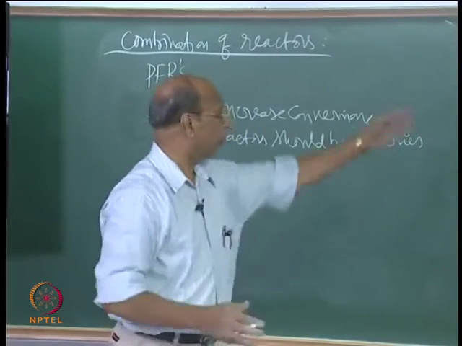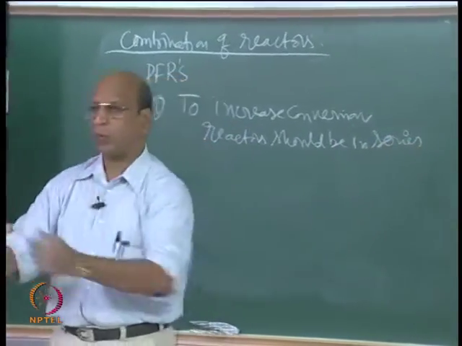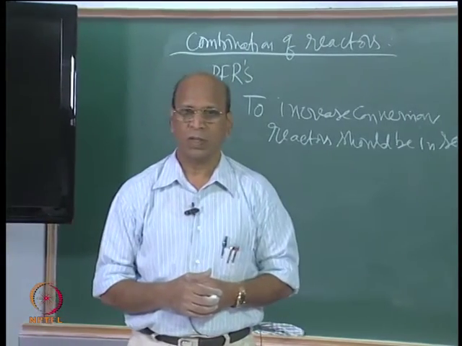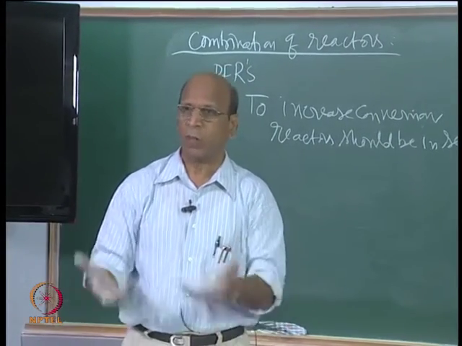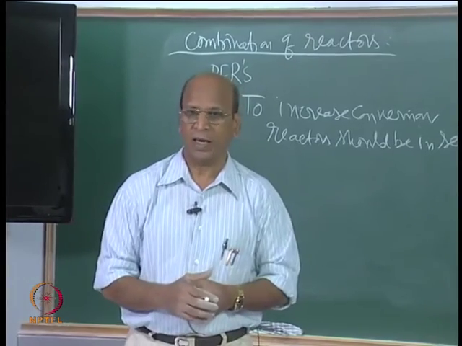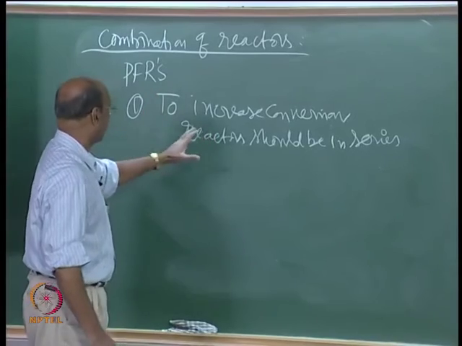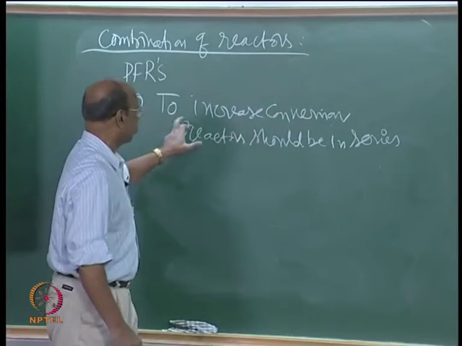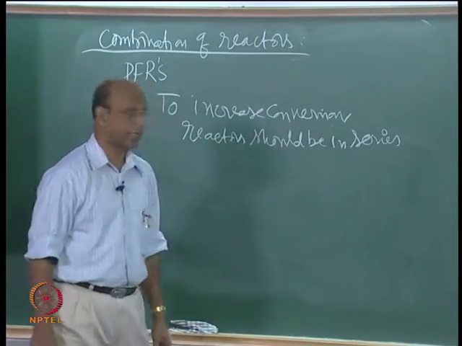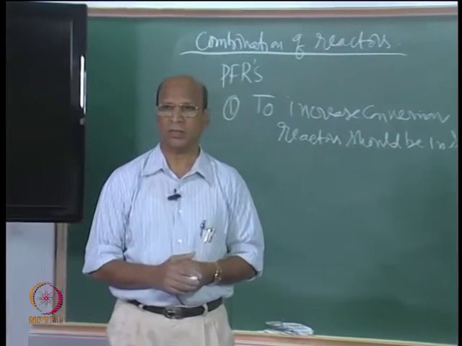I have 19 meter cube in the beginning. So, if I put another 19 meter cube, what will happen? Conversion definitely increases. How much and all that we can discuss later. So that is why in general, whether it is PFRs or MFRs, this rule is correct. That means, to increase conversion, reactors should be connected in series.